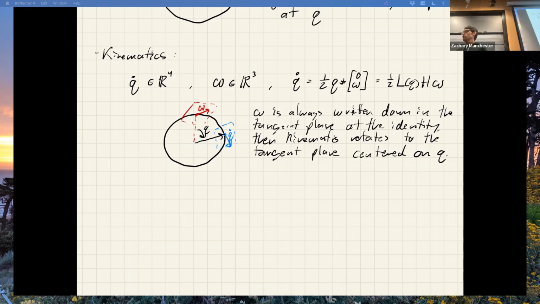Omega is what you measure with your gyro. Omega is your angular velocity, measured in the body frame. It's literally what you would get with an IMU attached to the robot spinning around. So that's perfectly intuitive.